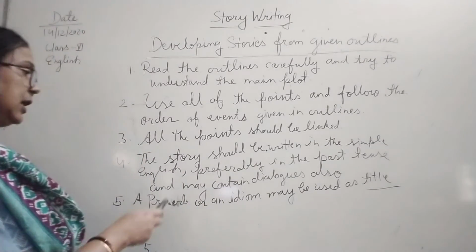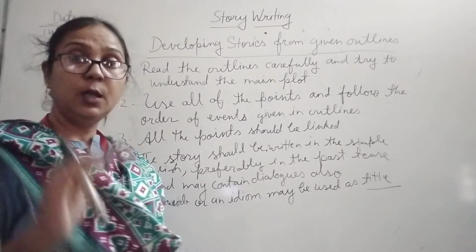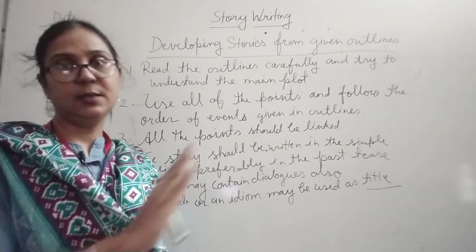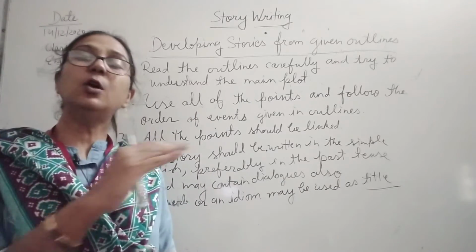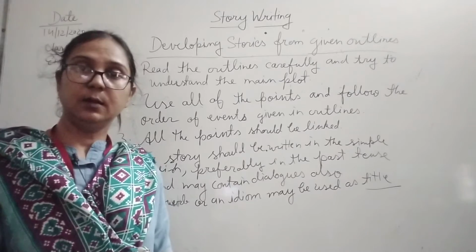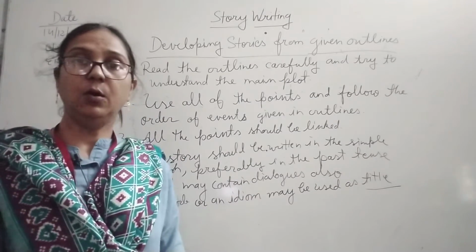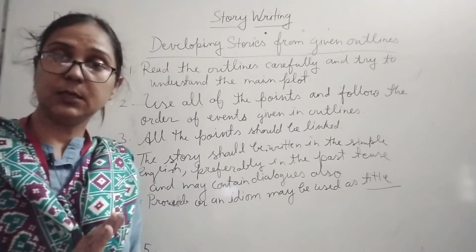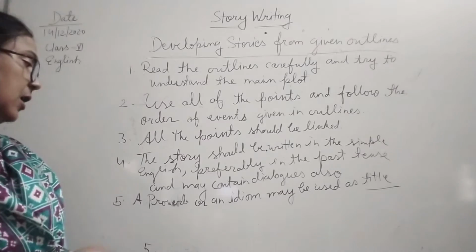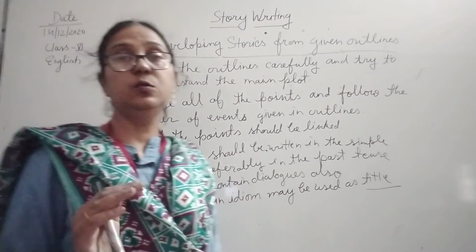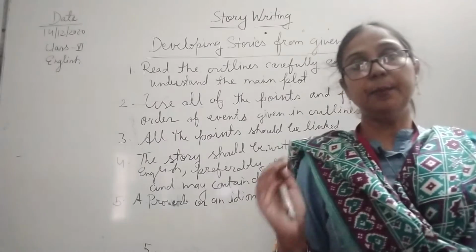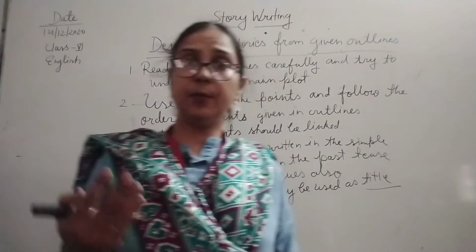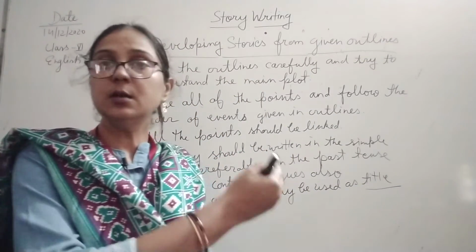Now, and preferably in the past tense. Most preferably, it means your story must be written in the past tense, because you are talking about a story which is not going on. The thing or event was already done, already completed. That is why you will write in the past tense. Now, the fifth thing, a proverb or an idiom may be used as the title. If I am writing 'No pain, no gain' or 'Honesty is the best policy', these are proverbs you can use to create a story.